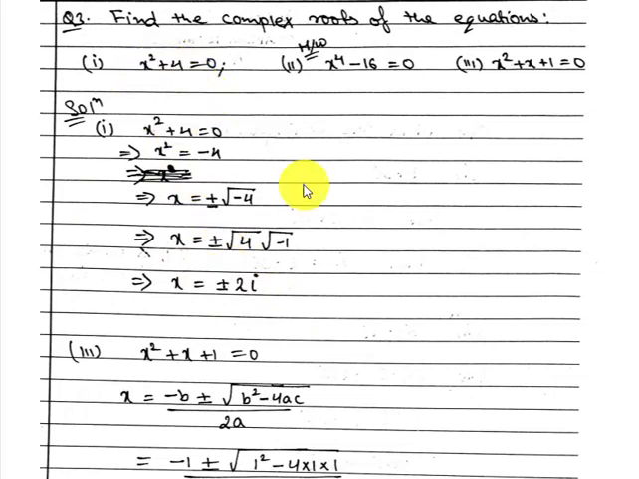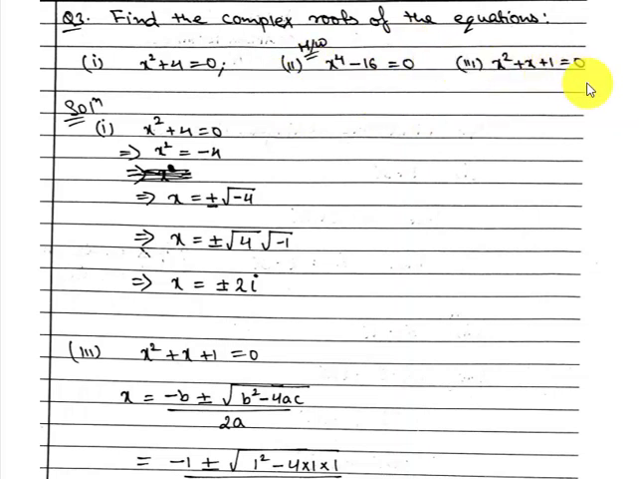Now this I have left as a homework for you: x to the power 4 minus 16 is equal to 0. Try this by yourself. As a hint I can give that x to the power 4 minus 16 can be written as x square whole square minus 4 whole square equal to 0. Then use the formula a square minus b square is equal to a minus b into a plus b. Anyway, you try by yourself. And next, the third one.